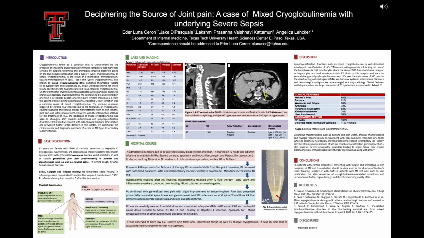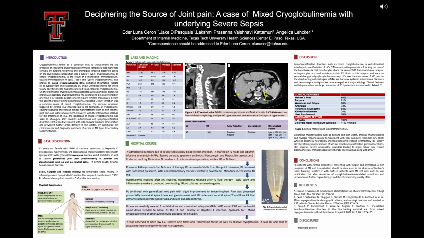Previously, hepatitis C was a common cause of mixed cryoglobulinemia, as the chronic infection of hepatitis C triggered immune responses that resulted in cryoglobulin formation. However, the emergence of direct-acting antivirals for hepatitis C treatment has shifted the landscape, with autoimmune and lymphoproliferative disorders becoming more prominent etiological factors for mixed cryoglobulinemia.